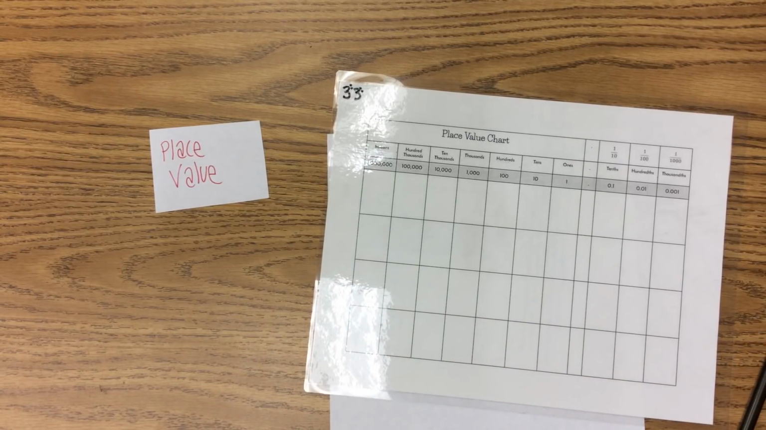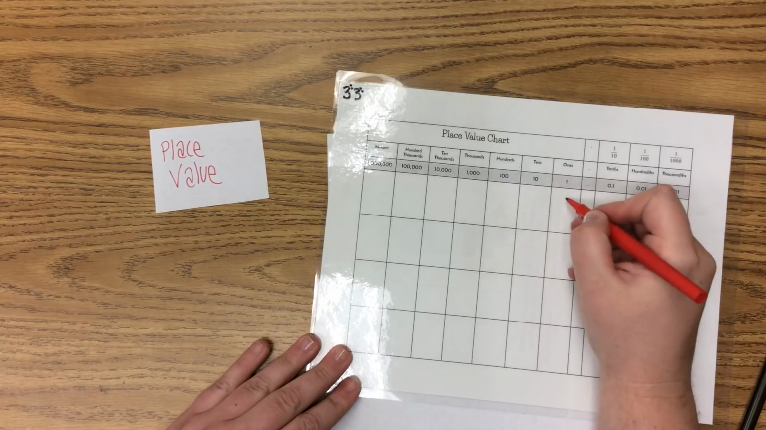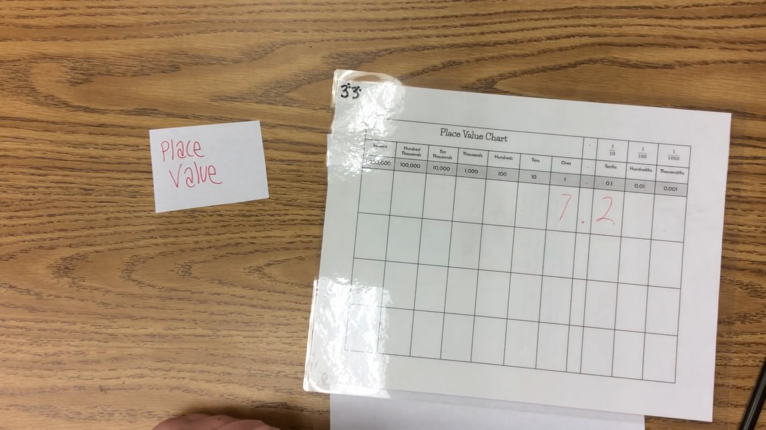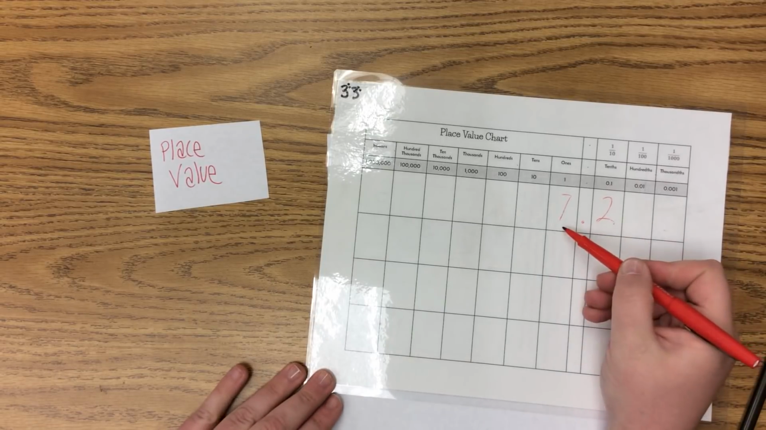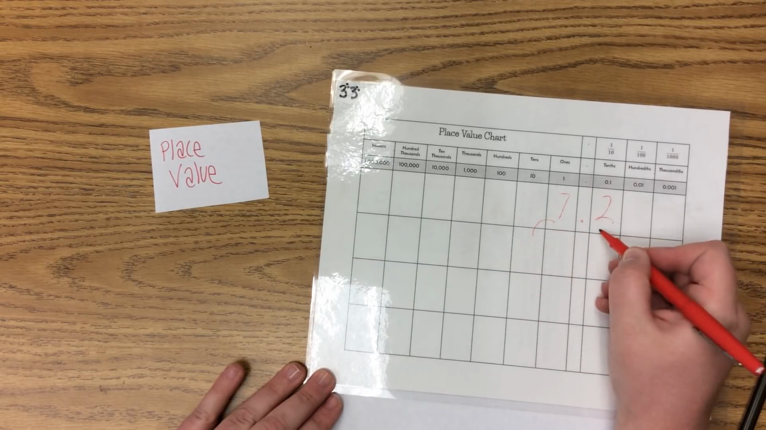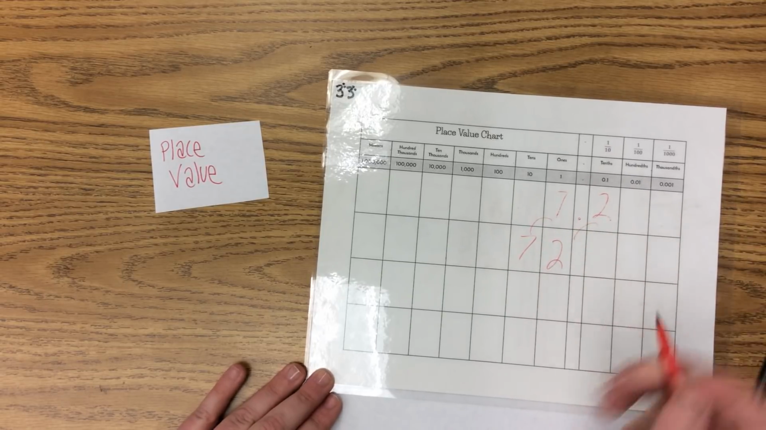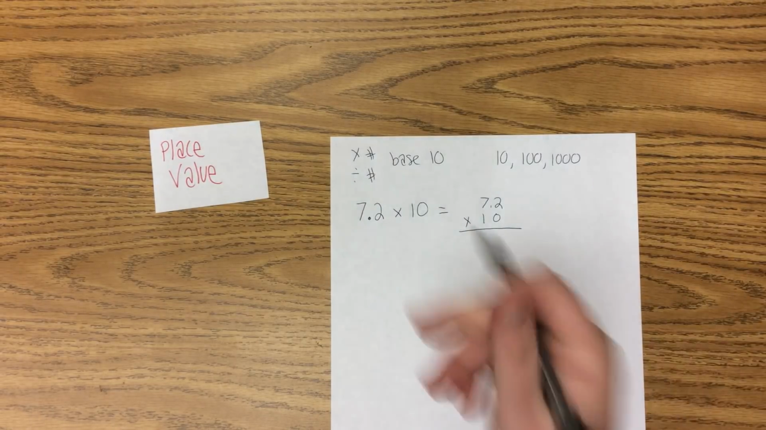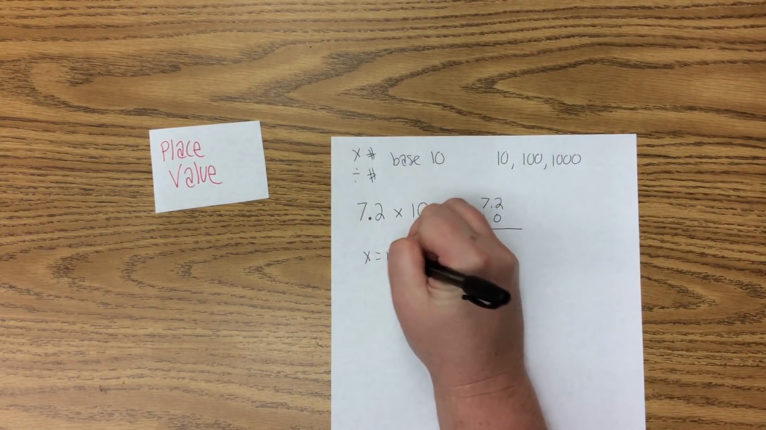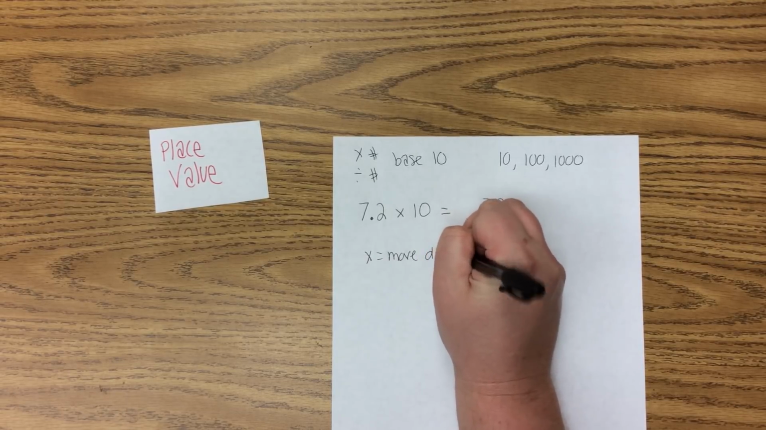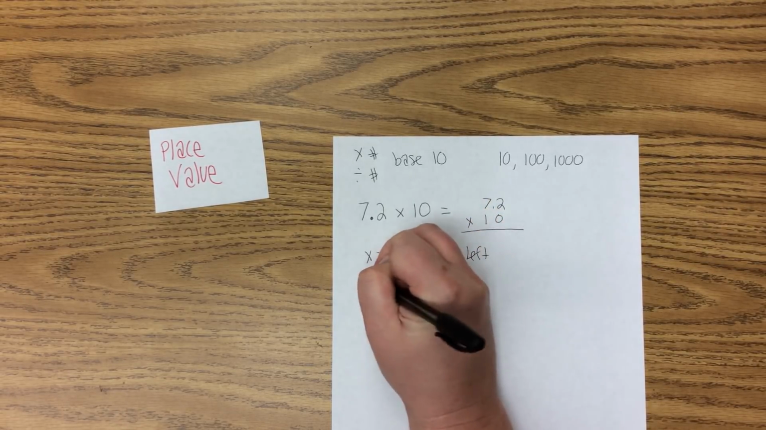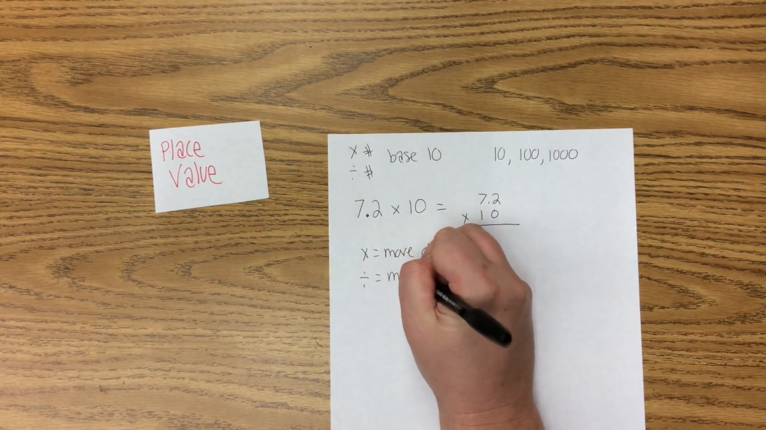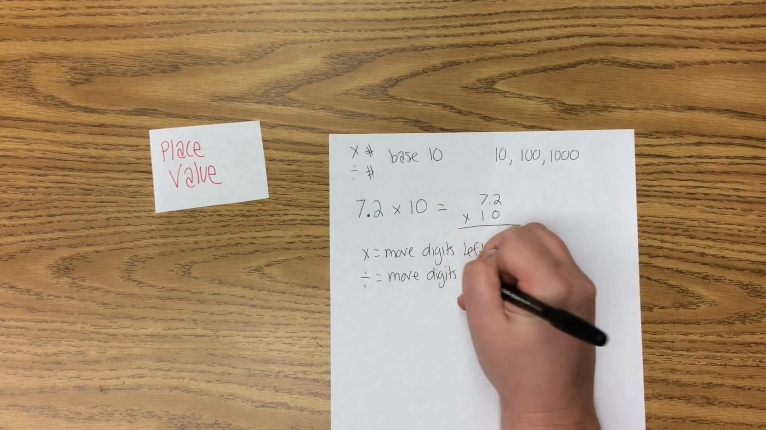So if I was doing 7.2, I would fill out the 7 and the 2. And then since I am timesing it by 10, that means I'm moving each digit one space over to the left. So my 7.2 becomes a 72. Remember that when you times something, you move your digits to the left. And we know that the opposite of multiplication is division, so when we divide something, that is when we're going to move the digits to the right.